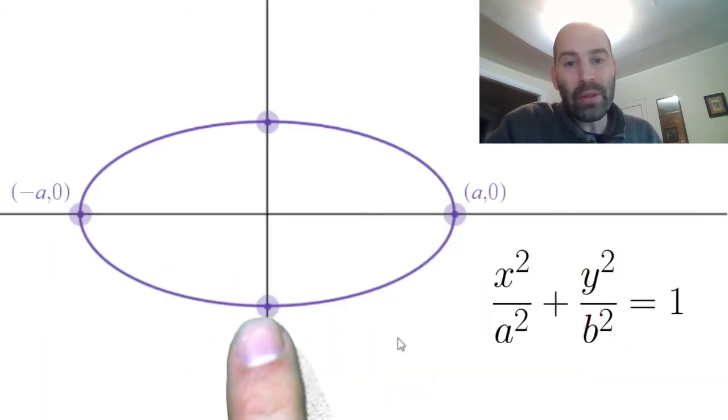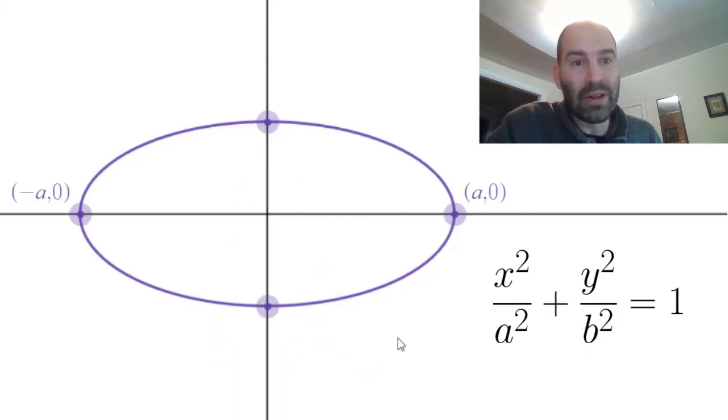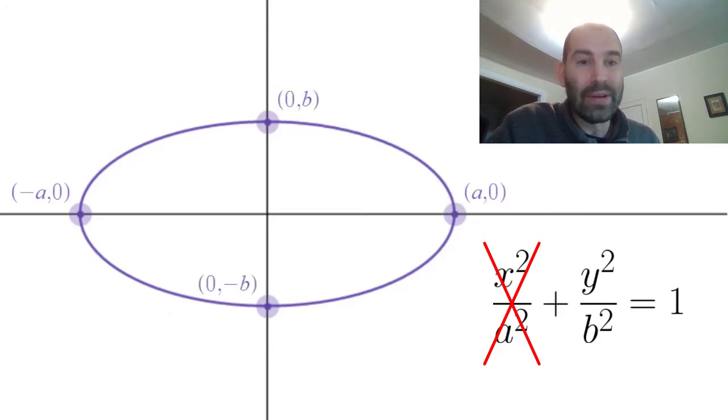All right, what about these 2 points? Well, when the ellipse is centered at the origin, these are the y-intercepts. And as with any equation, to find the y-intercepts, you set x equal to 0 and solve for y. And when we do that, we see there are two solutions, y equals plus or minus b. And so that gives us 2 points, 0 comma b and 0 comma negative b. So now we have the x-intercepts and the y-intercepts, and we see how they're related to the equation of the ellipse.